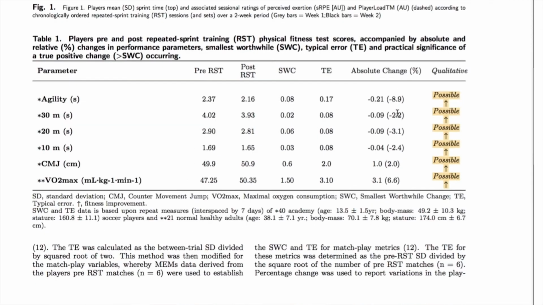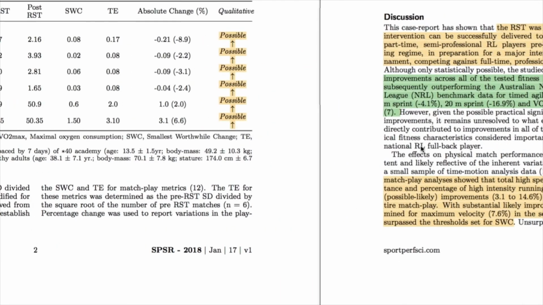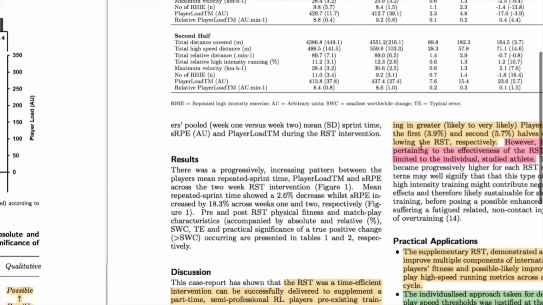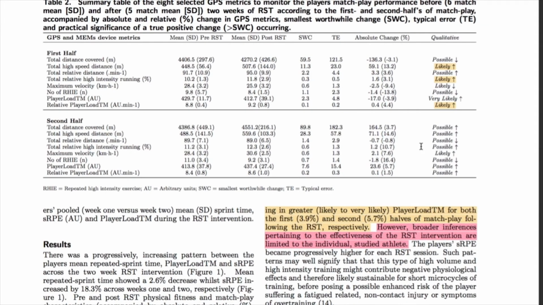So the results showed that there were possible increases across all the fitness characteristics, which was promising. However, possible is the equivalent of a 50-50 chance. More encouragingly, there were likely increases in total high speed running and total relative high intensity running for the first half of performance. But obviously as these increased, it also increased the relative player load.